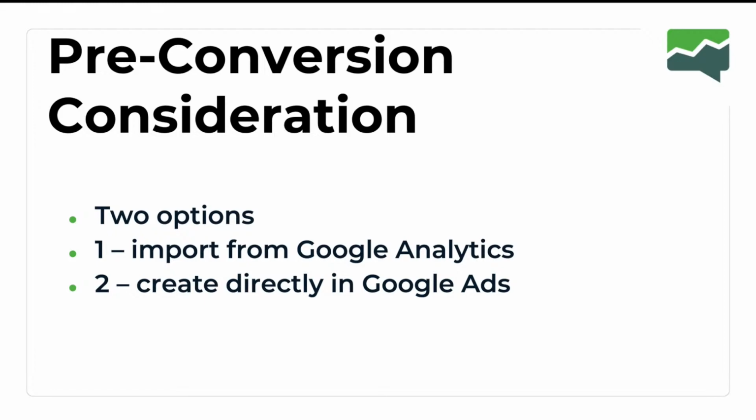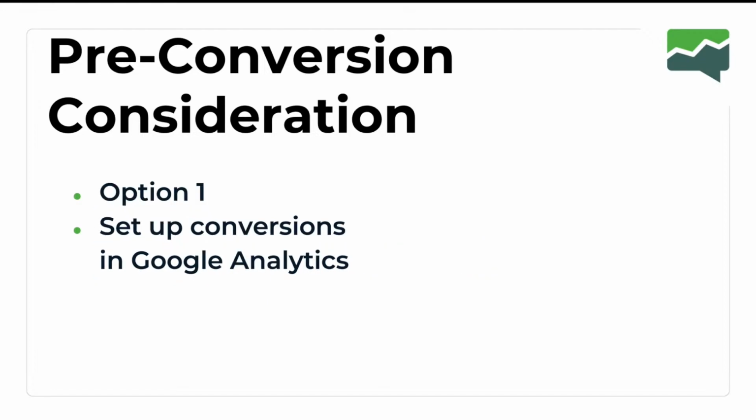Okay, so when it comes to recording conversions, there's a couple of ways that you can do it. You can import it from Google Analytics or rather you can create it directly in Google Ads. So we'll just quickly look at those two options. So the first option is setting it up in Google Analytics, and that would just involve importing your goal or your event from Google Analytics. I'm not going to show how to do this because it's not recommended by us.